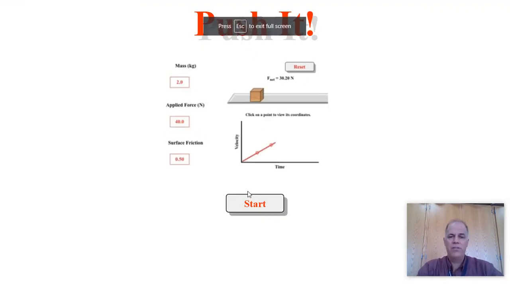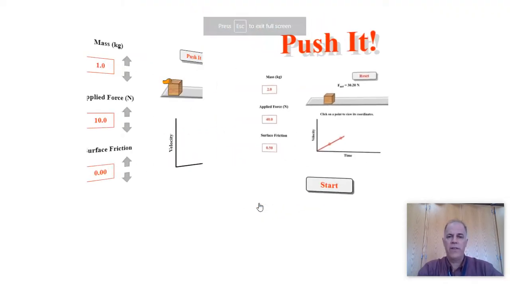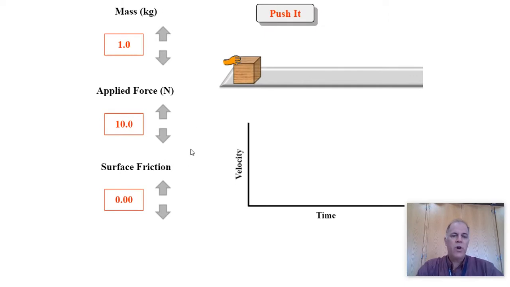You already have the link, so we'll get to that. So we hit start on this and it shows up. So what we can do on this is we can change the mass of the object. We can go from 0 to 5 on it. And for this one, we're going to leave the mass set on 2 kilograms. That's on the worksheet. You'll see that in a moment. And then we can also vary the force from 10 all the way up to 100 newtons.